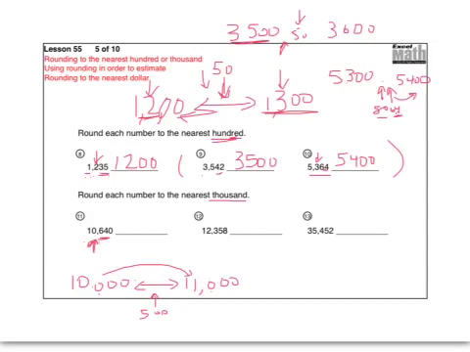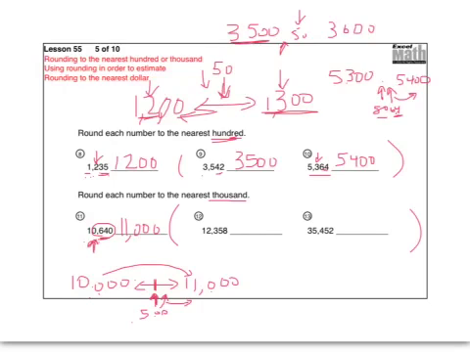This is 1,000 from here to here. Well, what's half of 1,000? 500, right? 500 would be right in the middle. 10,500 is right in here. Where would 10,640 be? 640 is more than 500. It's going to be in there, so it's actually going to be closer to 11,000. The closest 1,000 is 11,000. All right, pause the video, try 12 and 13, and then turn it back on when you're ready for the solutions.